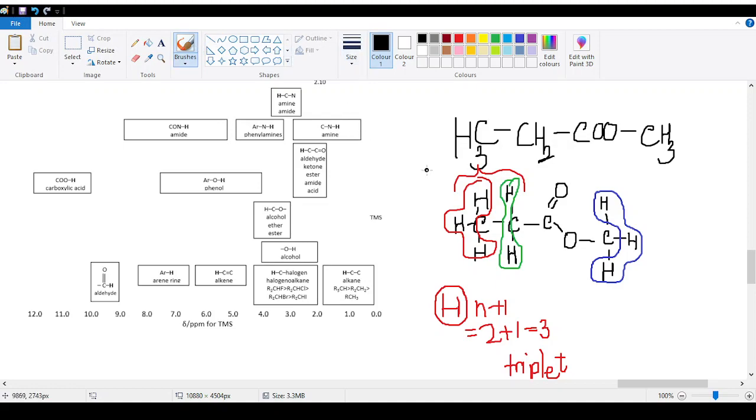What I'm trying to say is this: this part of the molecule has only alkane. Yes or no? Carbon-carbon single bond only. Yes or no? So in the big graph, carbon-carbon single bond, if you check, it's only this one here, alkane. You see here, alkane, carbon-carbon single bond.